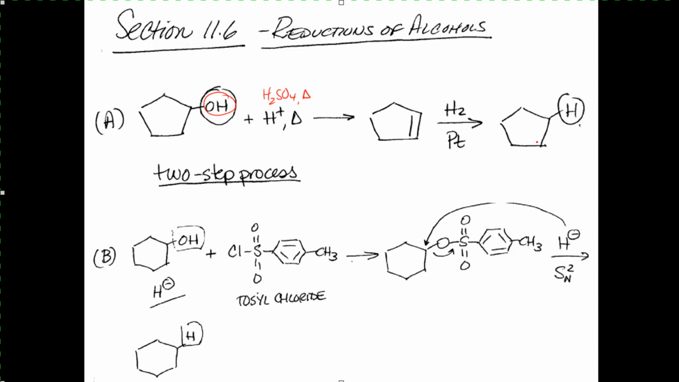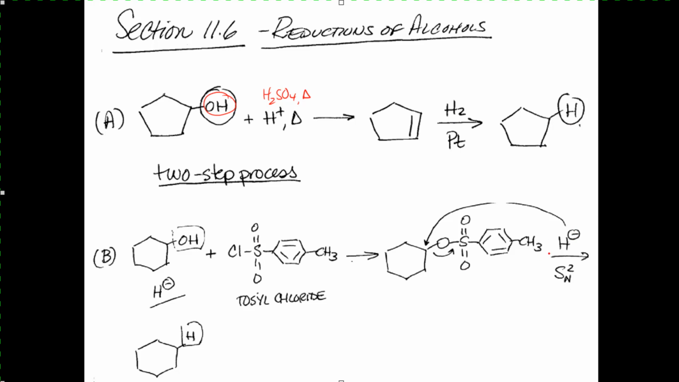So I could do that. If I wanted to reduce, if I wanted to remove an OH group, or better yet, substitute an OH group with an H, you could think about doing that with a tosyl chloride as well. React the cyclohexanol in this case with tosyl chloride and make this tosylate ester. And then use H-.